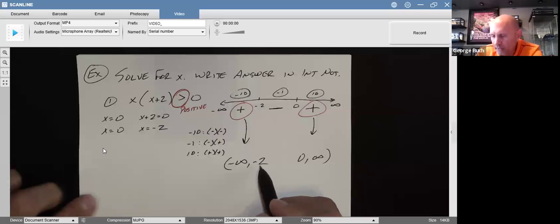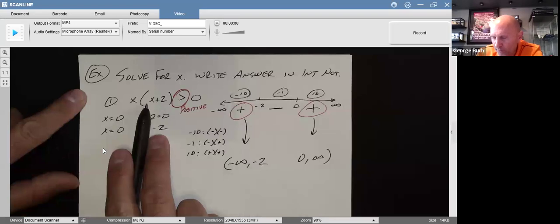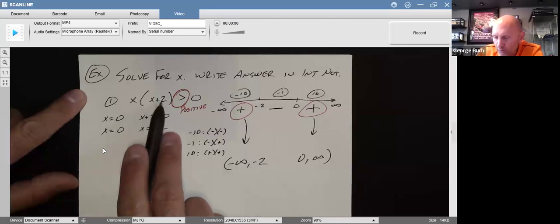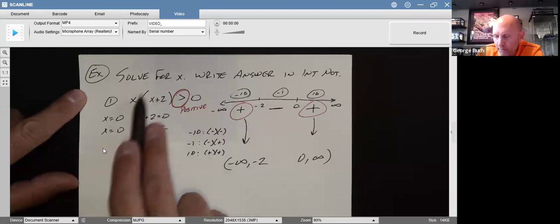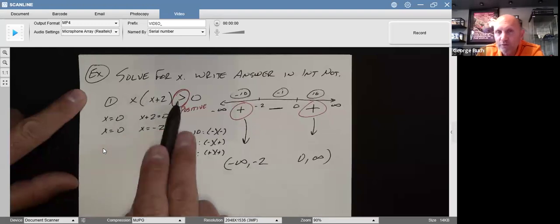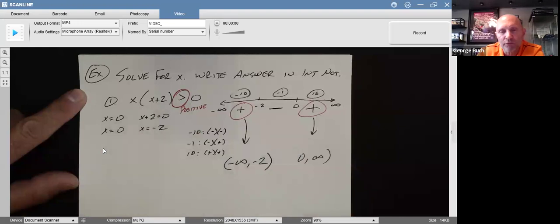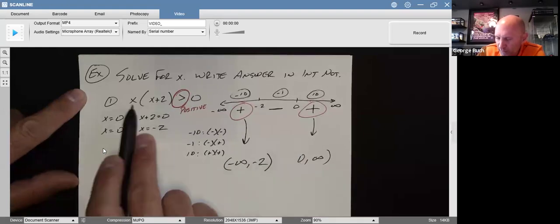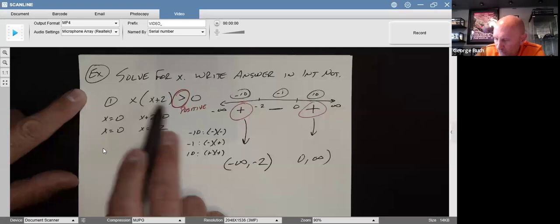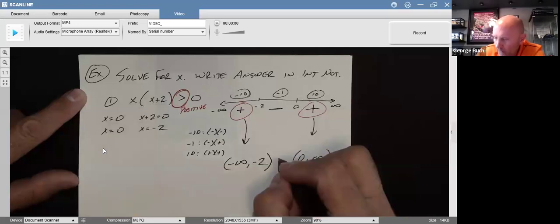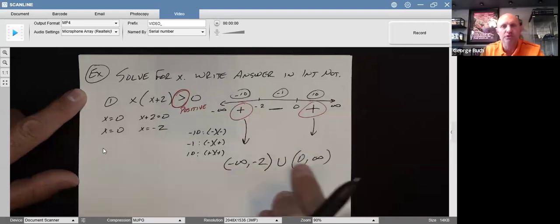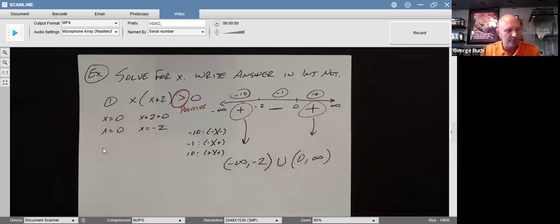Now I have to check these endpoints if they're valid or not. So if I plug negative 2 into my original, negative 2 plus 2 is 0. So this entire left side is 0. Is 0 greater than 0? No, it's not. So negative 2 does not make this true. Therefore, I can't use it. So I have to put a parenthesis telling me don't use that number. Same thing for 0. If I plug 0 in here, this whole thing is 0. 0 is not greater than 0. So it also gets a parenthesis. So it's this set or that set, which we know is our union notation. And so this would be our final answer.